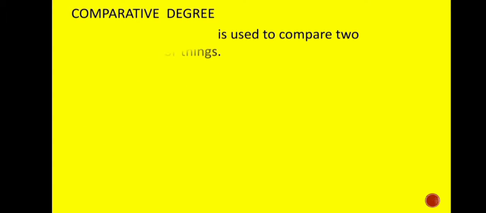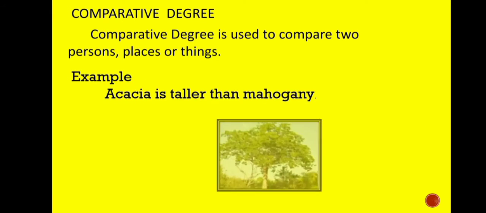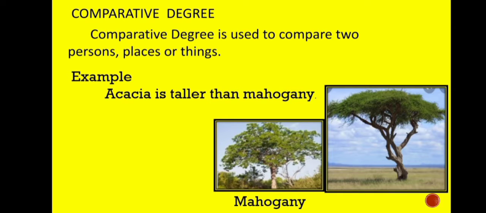How about the comparative degree? Comparative degree is an adjective that is used to compare two persons, places, or things. Like for example, acacia is taller than mahogany, so it compares two trees, which are acacia and mahogany, so it uses an adjective which is taller.